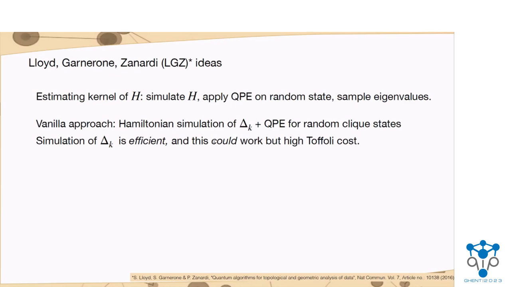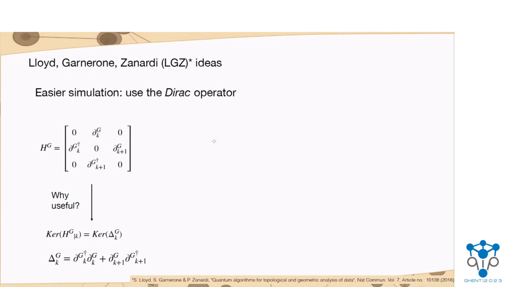And in fact, you could make it work for the combinatorial Laplacian because it is Hermitian and we can compute the sparse access for it. But there's a slightly more efficient way of doing it, which was also introduced in this first paper, and that is by looking at the so-called Dirac operator. It's slightly different. It has these boundary maps: you see the kth boundary maps on the superdiagonal and the Hermitian conjugates on the subdiagonal.